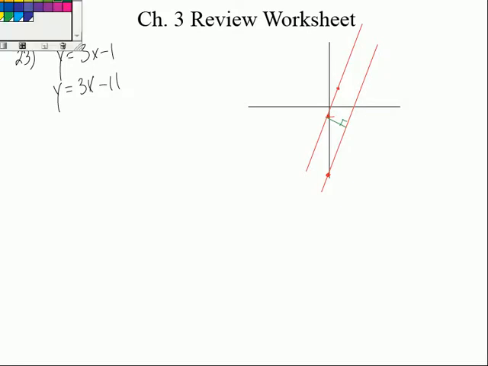What do we know? Sure, we know plenty. We know this point right there. What's that point right there? 0, negative 1. And what's this point right here? That's right, we don't know it, so we write xy. And so the bulk of our work is going to be to solve for x and y. You got it?